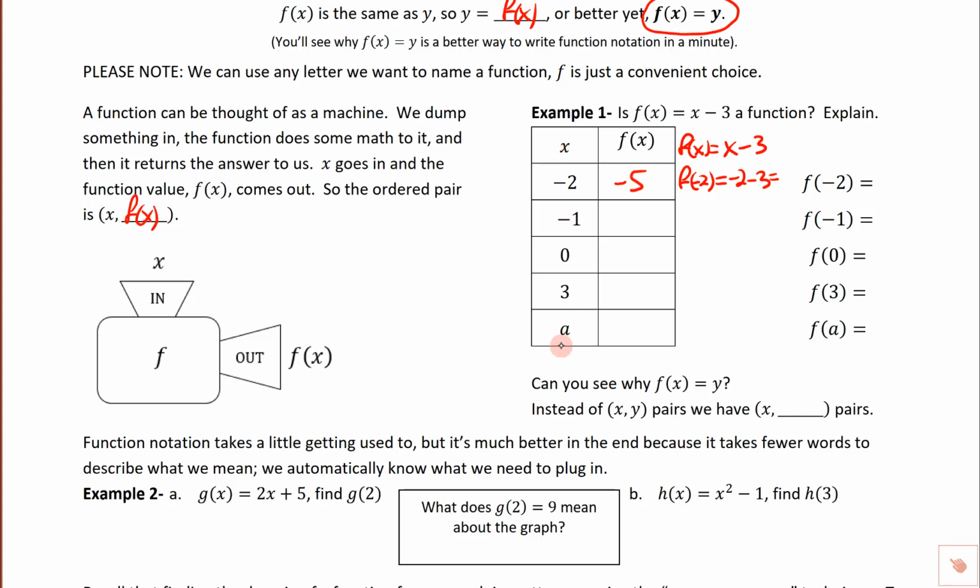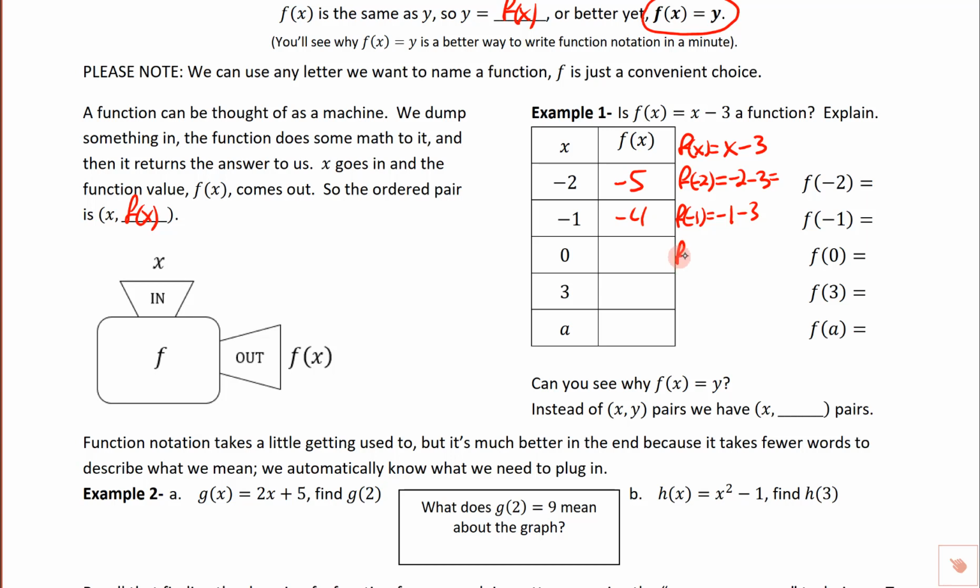And again, we're just keeping track of this in a table. So the next one we're going to do is f of negative 1. Again, get used to the way we say that. So wherever there's an x, we're going to put a negative 1. So there's a negative 1 here, there's the minus 3, and we end up with a negative 4.